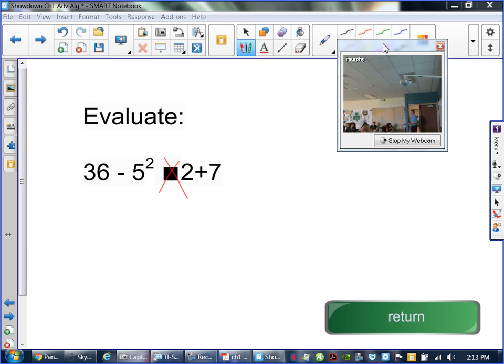Evaluate. Solve usually means what's the missing value. Evaluate just means what's the answer. Solve means you're trying to find something. Find the x, find y. What does that work out to be with an equation? Usually evaluate just means you're plugging and chugging.